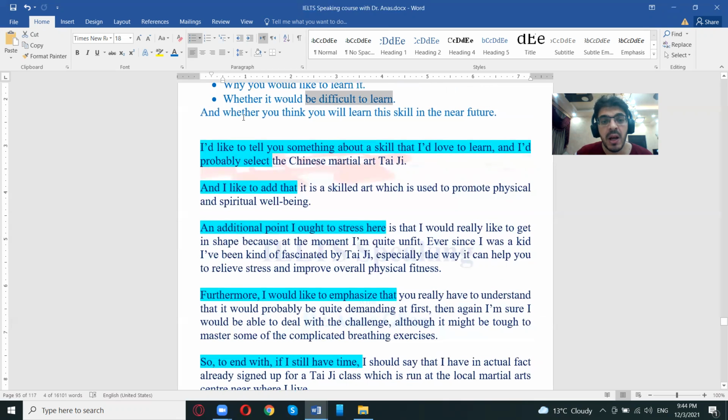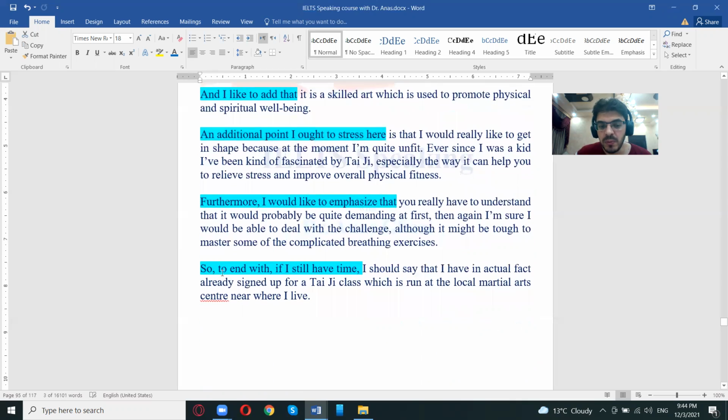Finally, the last point, whether you will learn it in the near future. So to end with, if I still have time, there are many nice structures I can use. I should say that I have, in actual fact, already signed up for a Tai Chi class, which is run at the local martial arts center near where I live. Great answer.